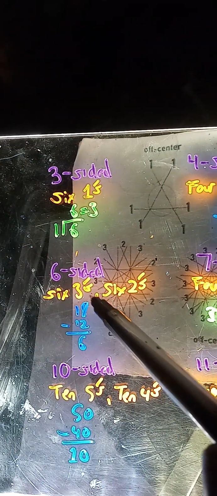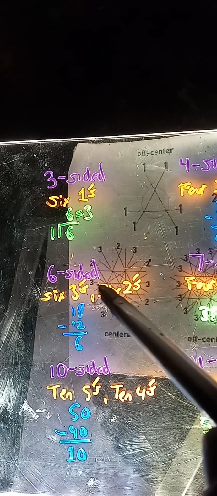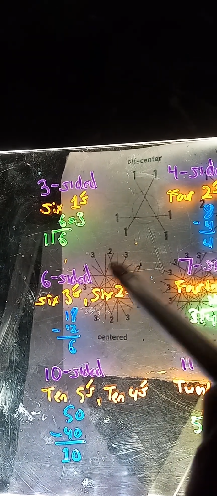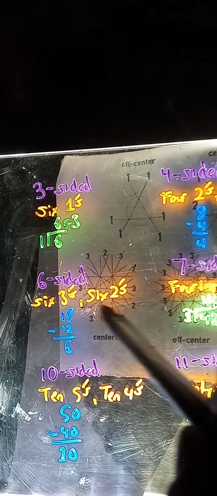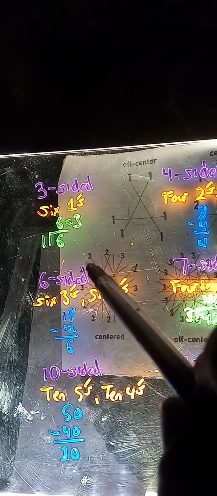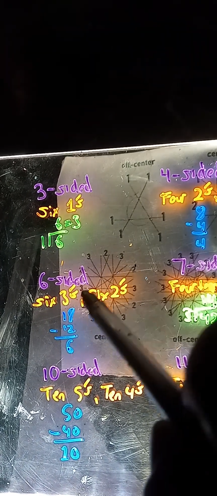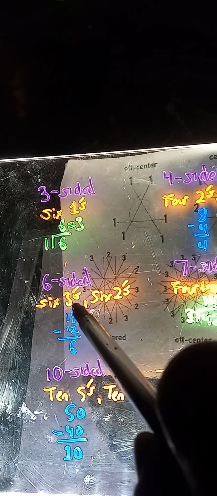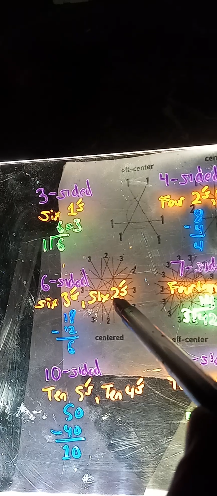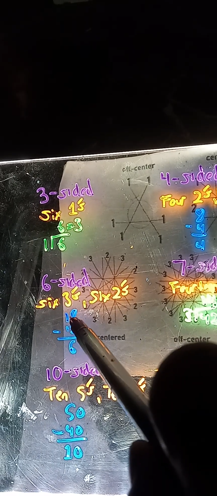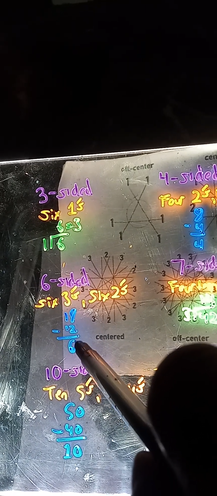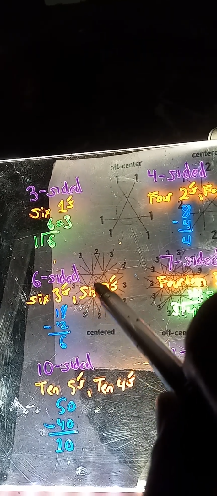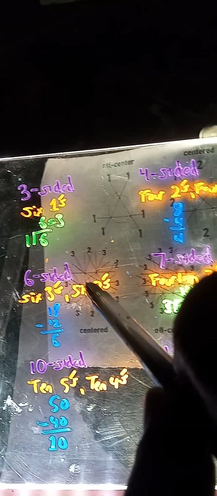Then on 6-sided, 6 lines going through. There's 6 threes, 1, 2, 3, 4, 5, 6. And there's 6 twos, 1, 2, 3, 4, 5, 6. And you add up the 6 threes is 18. You add up the 6 twos is 12, and 18 subtract 12 is 6. There's 6 lines or 6-sided going through the fractal point.